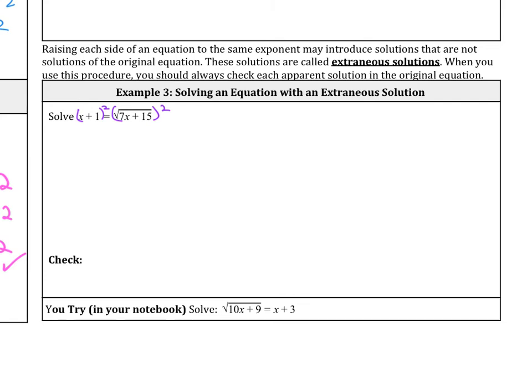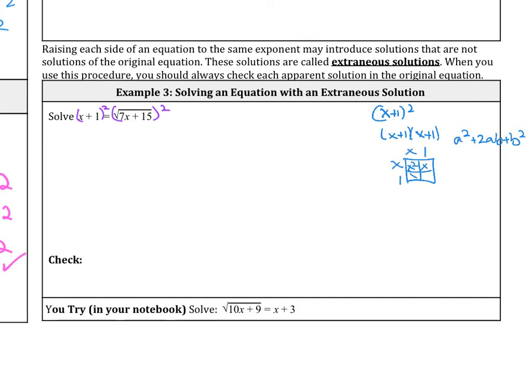So I'm going to put it on the right side to do a little bit of work. So this is x plus 1 squared. Remember that means x plus 1 times x plus 1. So you can use either FOIL or the box method to multiply it out, or you can memorize the pattern, a squared plus 2ab plus b squared. So however you want to do that multiplication is what you should do.